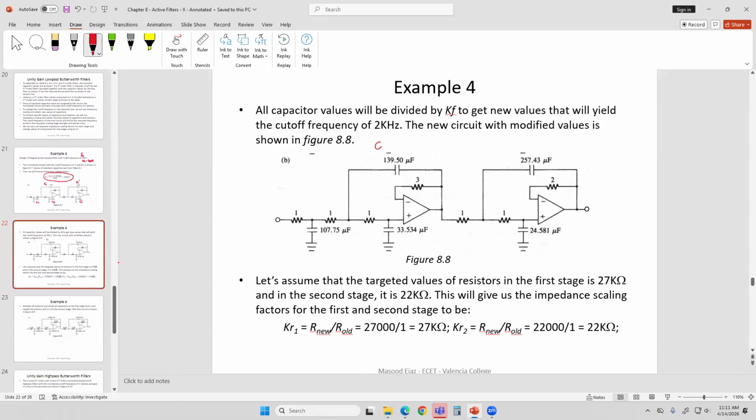So this is C1, C2, C3, and C1 prime and C2 prime. Again, these are new values. So this is my second circuit, which is the intermediate circuit. It's not the final circuit. But now the cutoff frequency is set at 2 kilohertz for that circuit. If you do this circuit in PSpice, use the same values and plot your frequency response using AC sweep, then you will see at 2 kilohertz you're going to have 0.7071 of whatever input you're using.